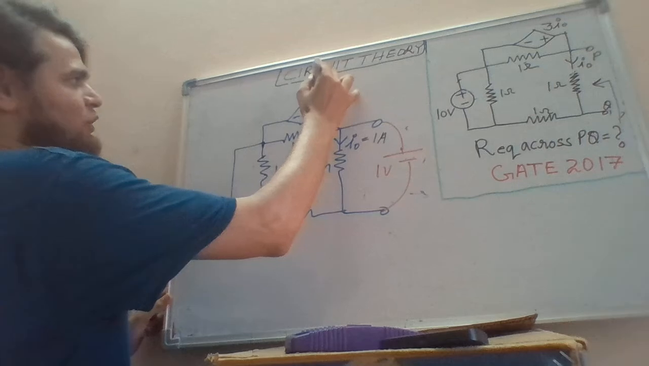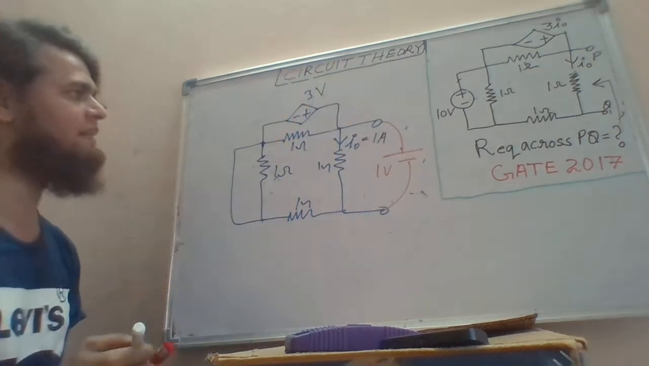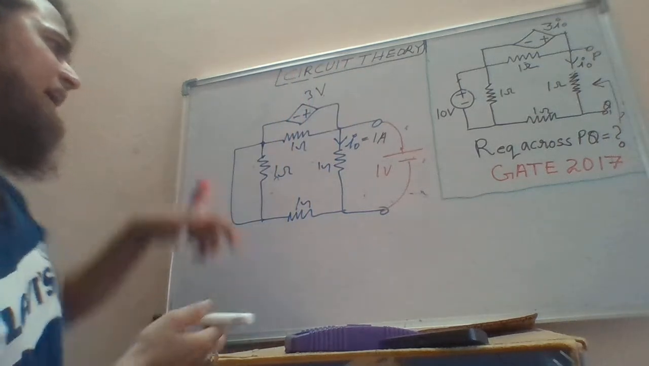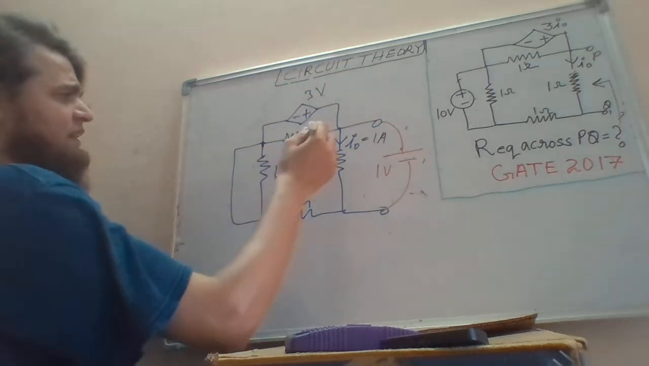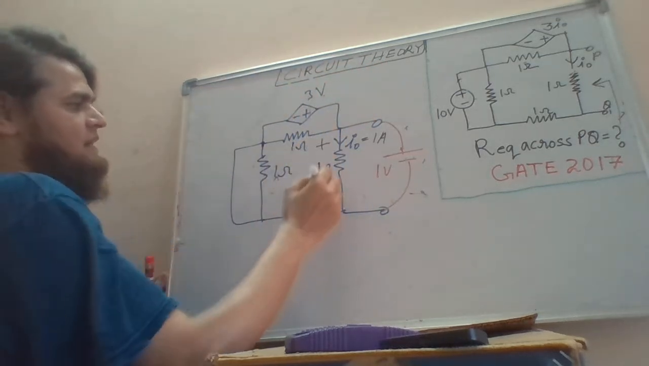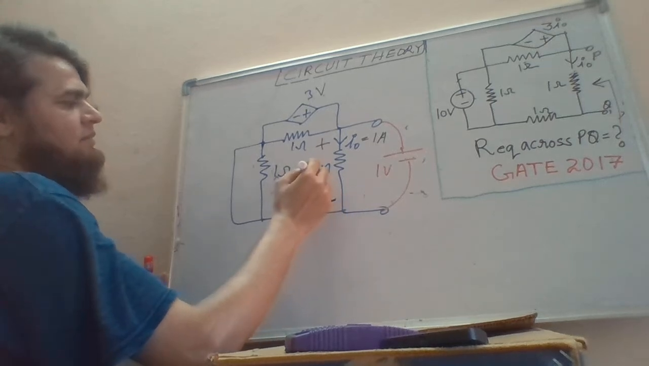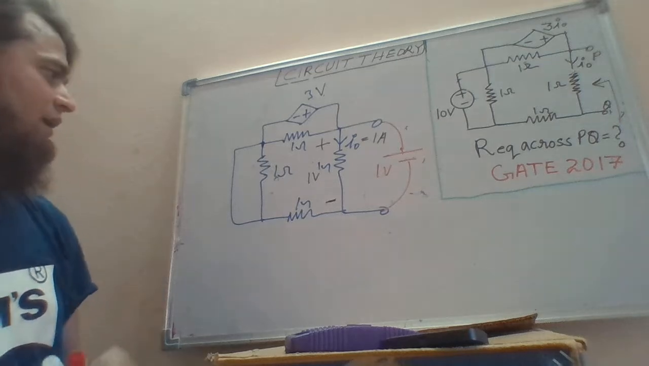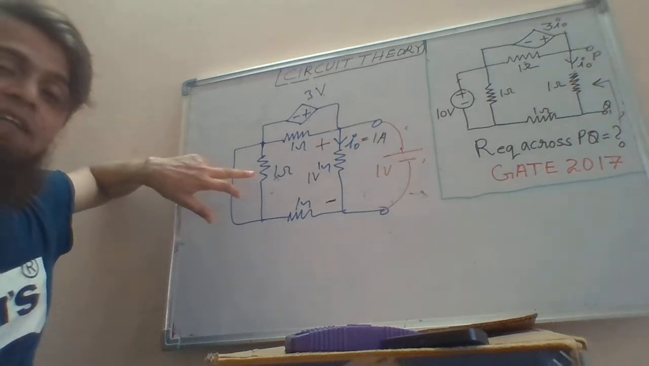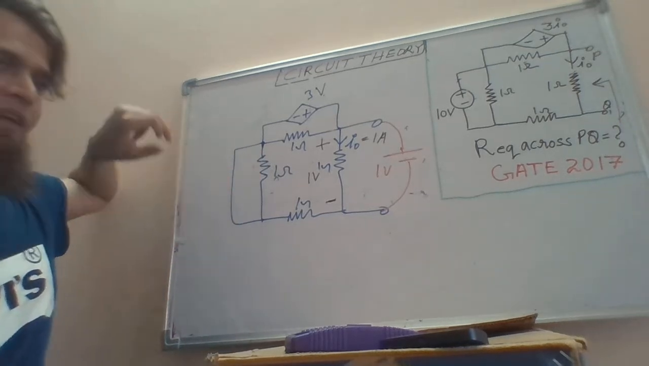It will become 3 volt. Fine. And here of course the drop is 1 volt because 1 volt is in parallel. So here the drop is 1 volt. Fine. This resistance is in parallel with a short circuit.